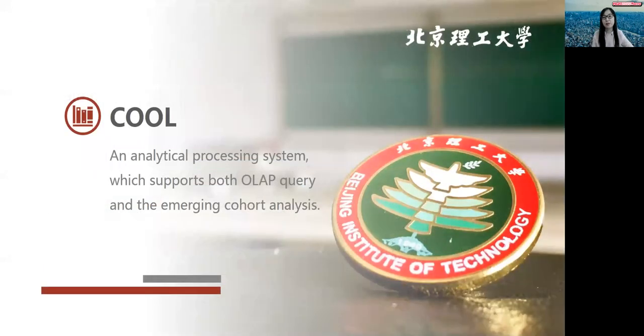And the second system is COO, which is an analytical processing system that supports both OLAP queries and cohort analysis queries. Cohort analysis is a form of behavioral analysis that analyzes subgroups of patients or customers based on some common characteristics or their reactions with respect to certain events or actions. And in the healthcare system, we do medical cohort analysis for patients with similar illnesses and treatment plans.